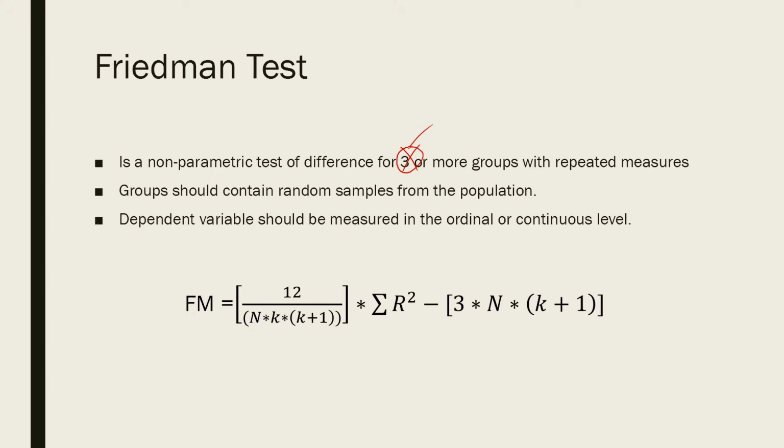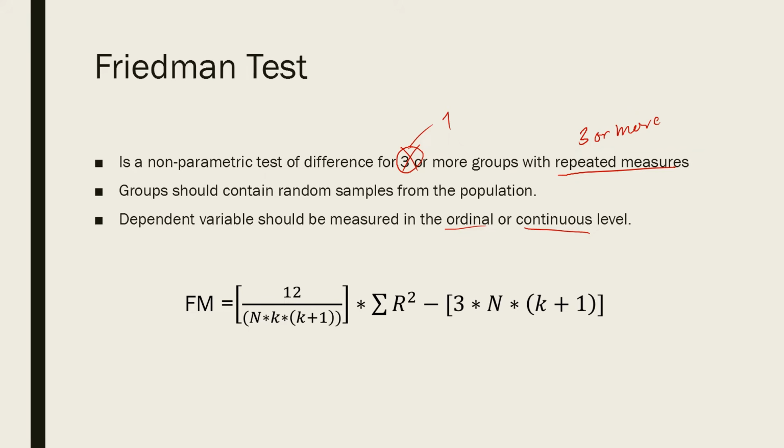It's not 3 or more groups. It's just one group with 3 or more repeated measures. Okay, so for two repeated measures for one group, we use our paired t-test. But for this case, since we have 3 or more repeated measures, we employ the Friedman test. Now, the groups should contain random samples from the population, and the dependent variable should be measured in the ordinal or the continuous level.